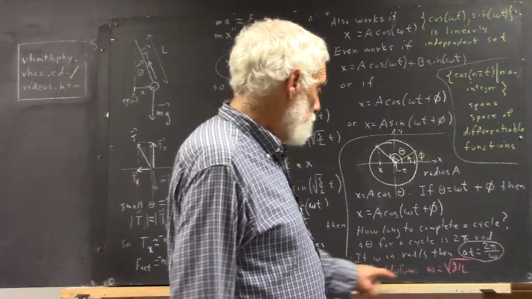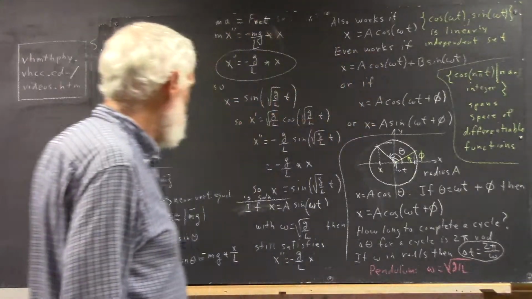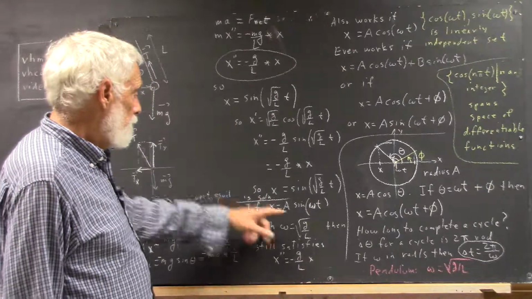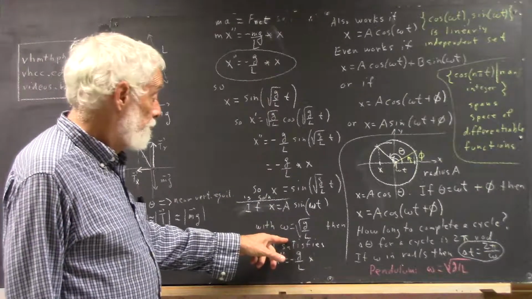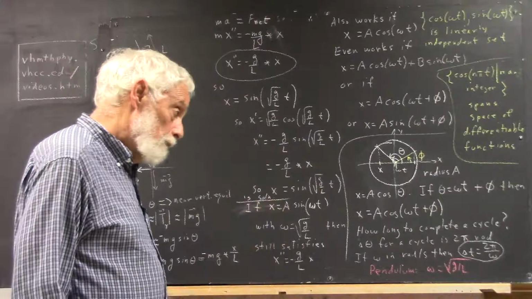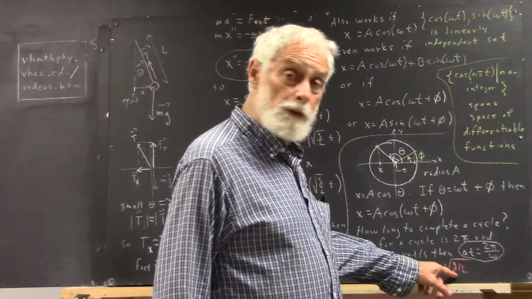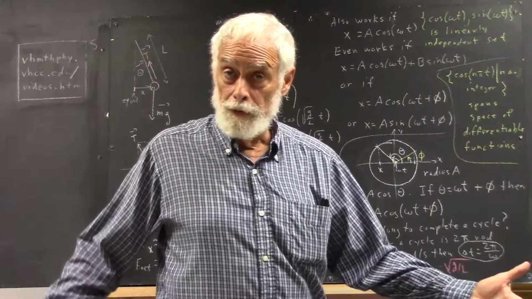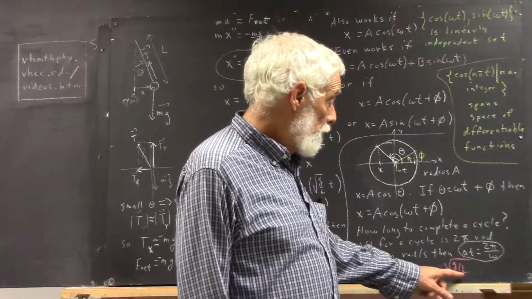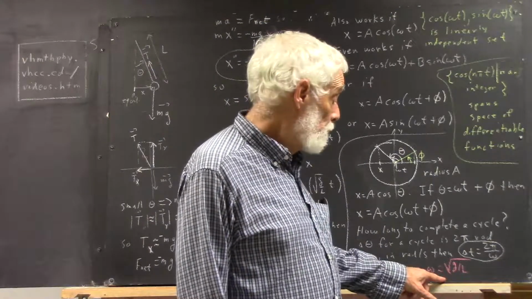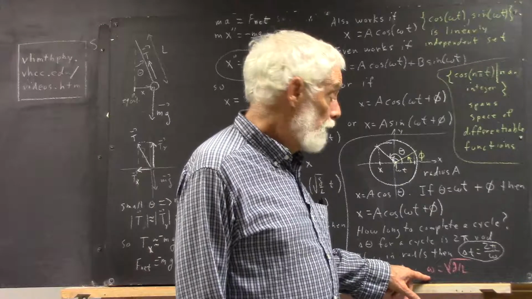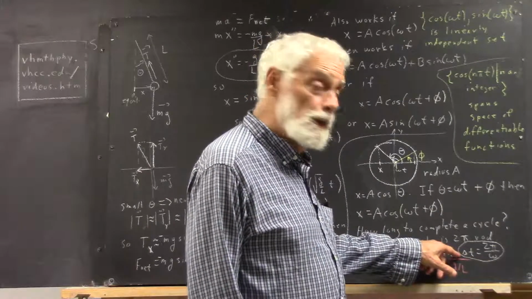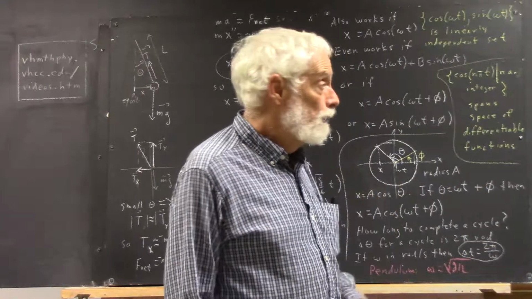Now, for the pendulum, remember omega is the square root of g over L. We made that assumption right here. So, if we know the acceleration of gravity, which is pretty much constant anywhere we go, and divide that by the length of the pendulum and take the square root, you get omega, and then you can use it to determine the time it takes the pendulum to complete a cycle.